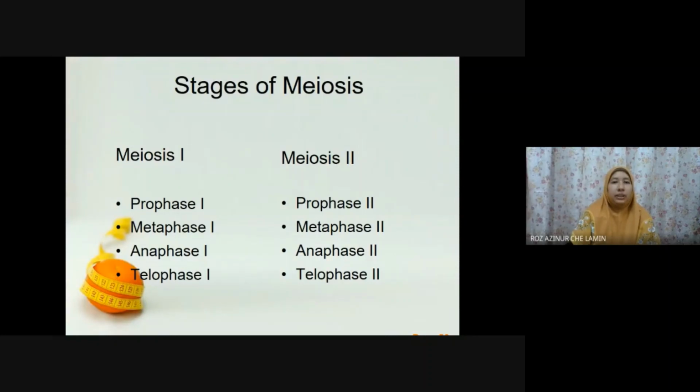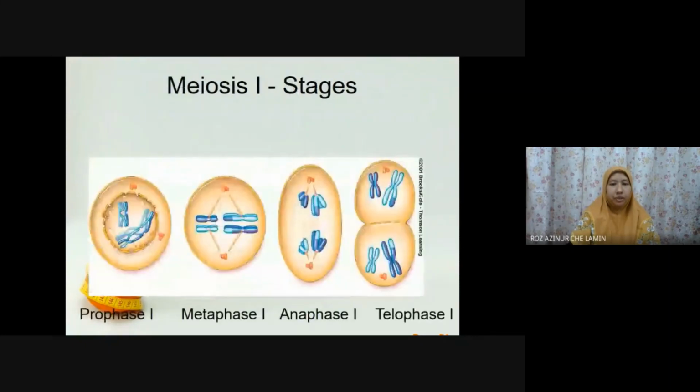There are two stages of meiosis, meiosis 1 and meiosis 2. Meiosis 1 consists of prophase 1, metaphase 1, anaphase 1, and telophase 1, while meiosis 2 consists of prophase 2, metaphase 2, anaphase 2, and lastly telophase 2. So here is the diagram of the process of meiosis 1. It is almost the same as meiosis 2, but there are differences here.